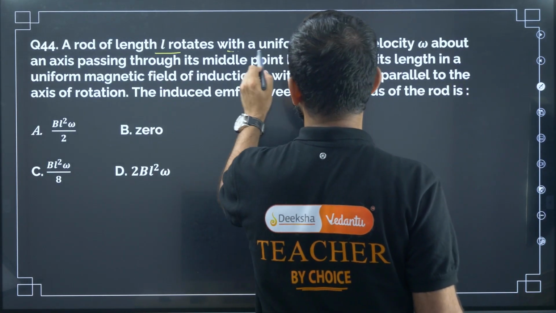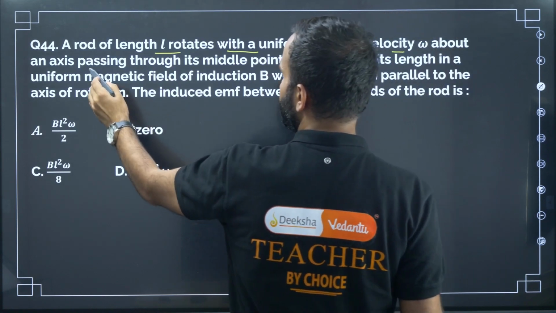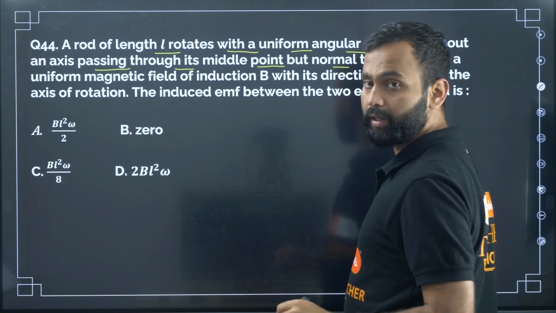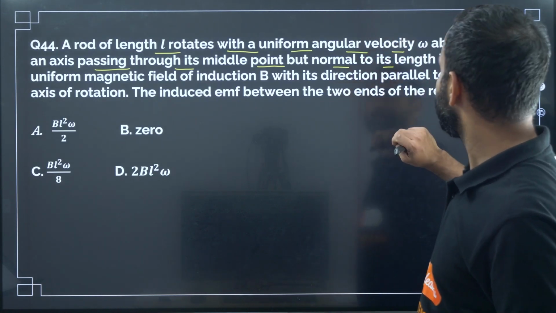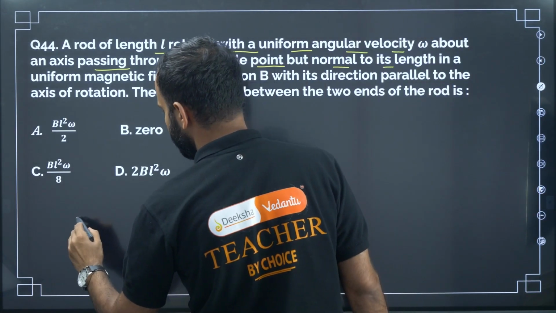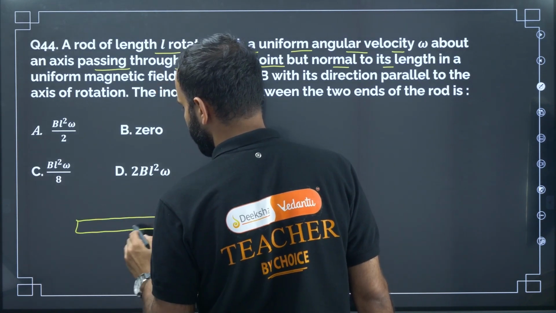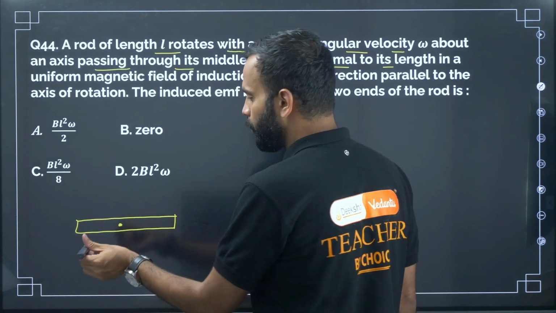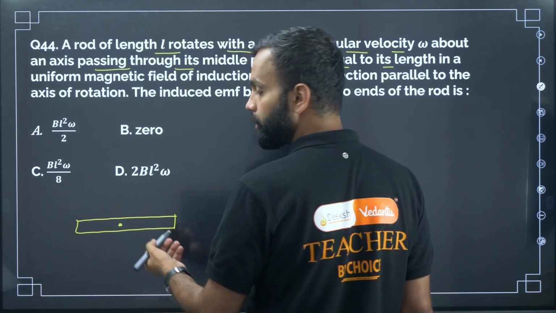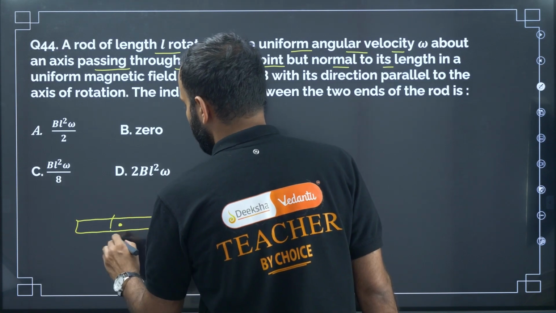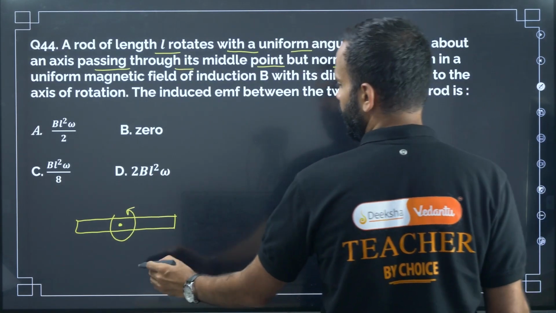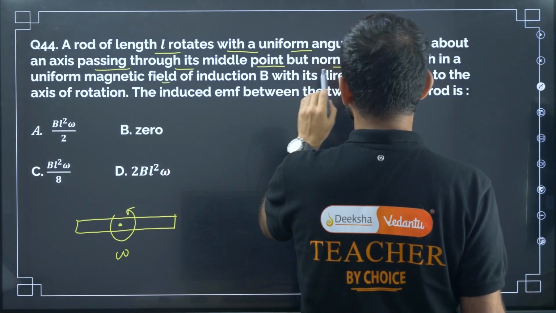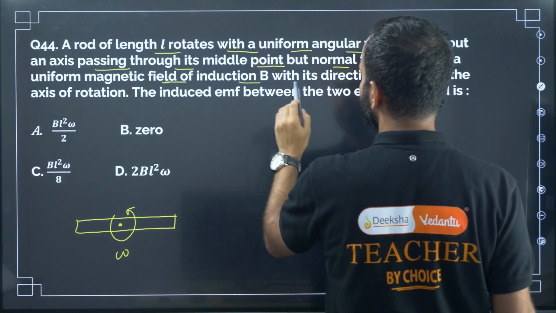A rod of length L rotates with a uniform angular velocity omega about an axis passing through its middle point but normal to its length. Okay, middle point but normal to its length, right? So this is the rod. Okay, so this is the middle point of the rod. So axis passing through the middle point of the rod, like this, and normal to the length of the rod. So now it is rotating like this with angular velocity omega. Okay, normal to its length in a uniform magnetic field of induction B.